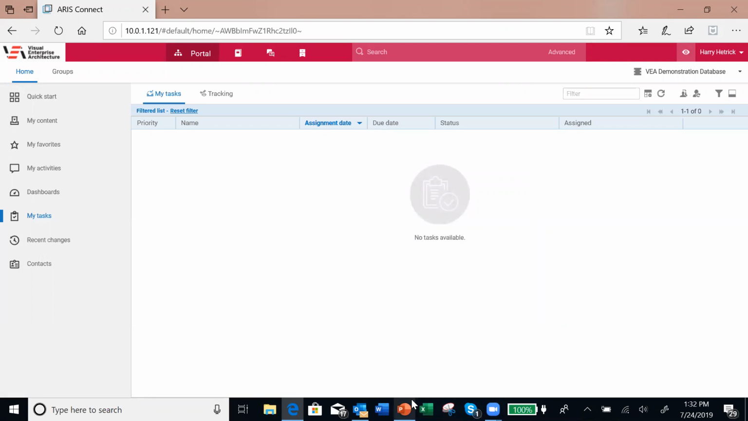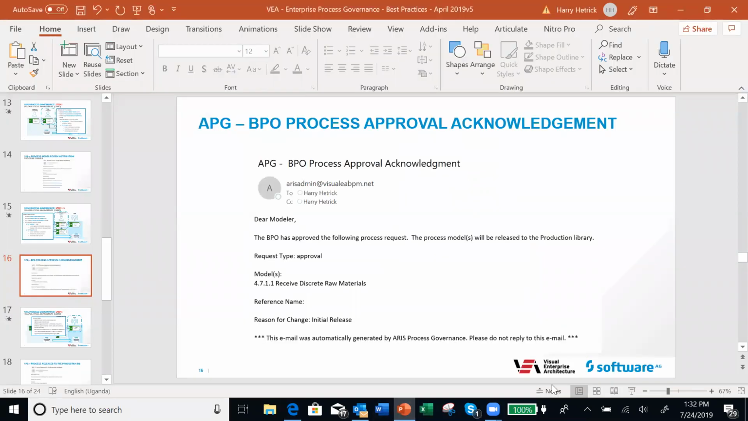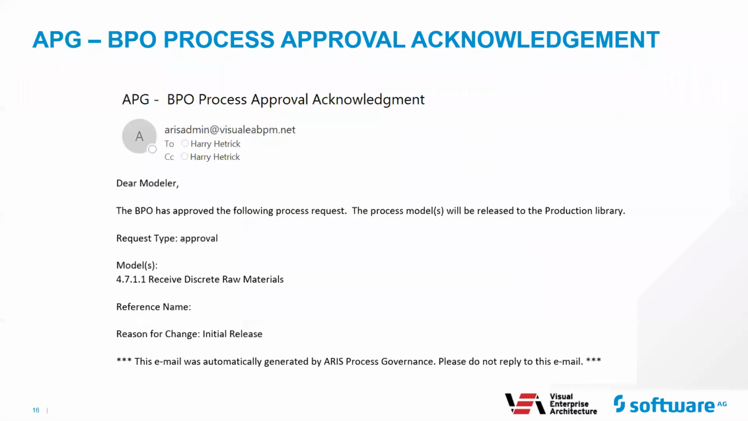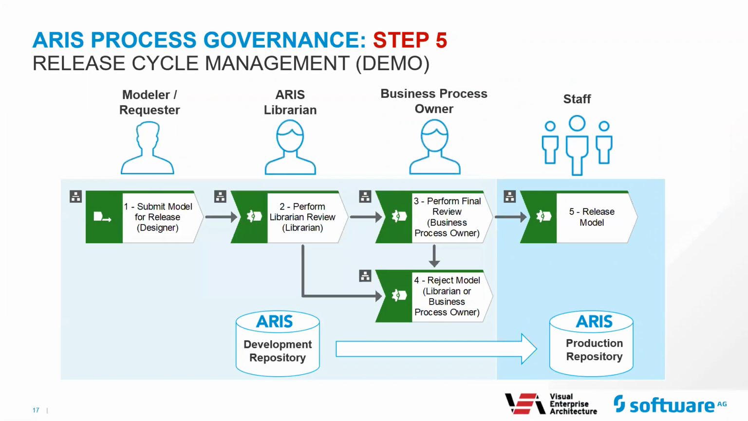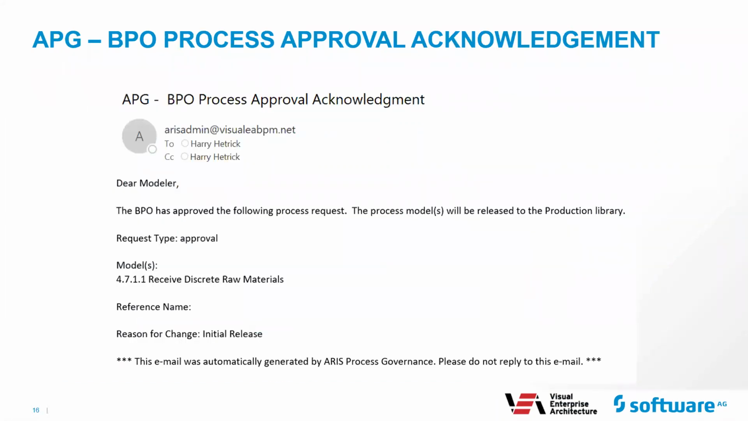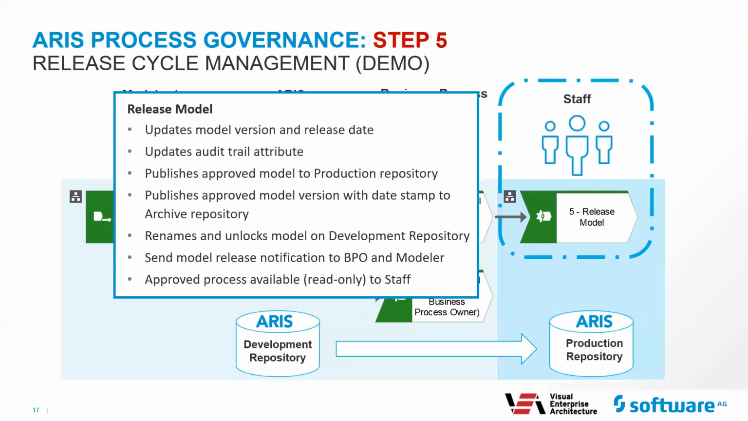Okay, so what's happening in the background now? This is a two-level approval. So now the release cycle management process is releasing this model. So the BPO and modeler are notified, okay, that the model will be released to the production library, and it gives the information about what model that is.